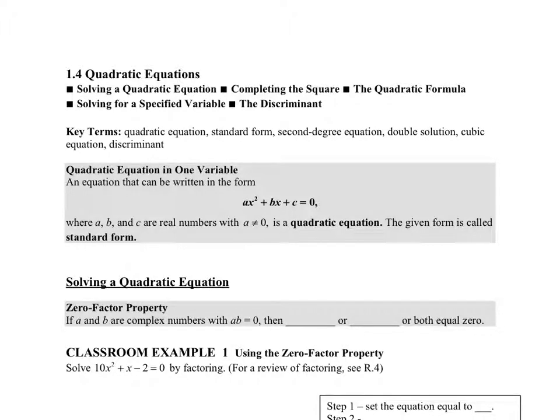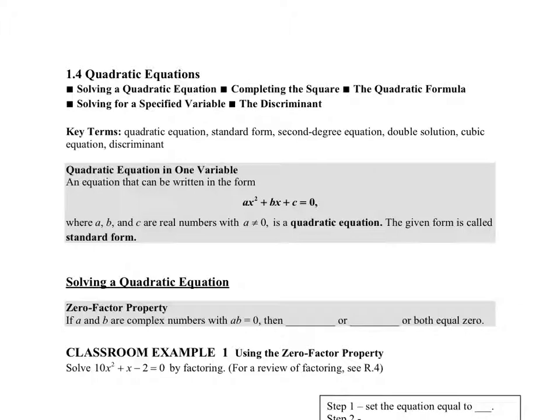In this section, we will look at quadratic equations. A quadratic equation means that there is a variable raised to the second power, a variable squared in our equation. When a quadratic equation is in standard form, you will have, as you notice in this gray box, ax squared plus bx plus c equals 0, where a, b, and c represent real numbers.